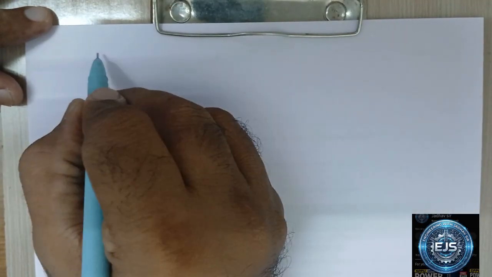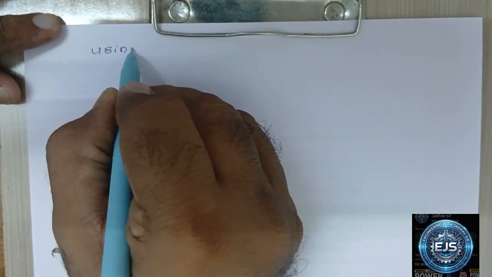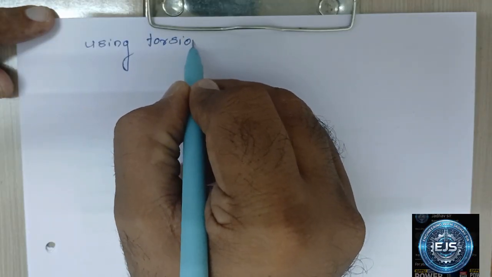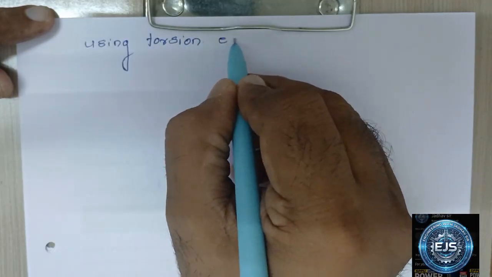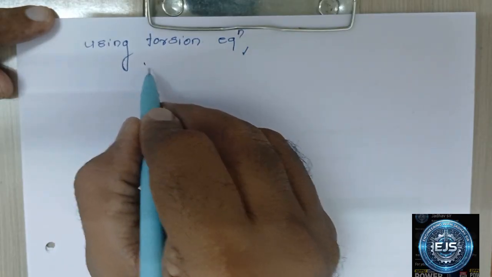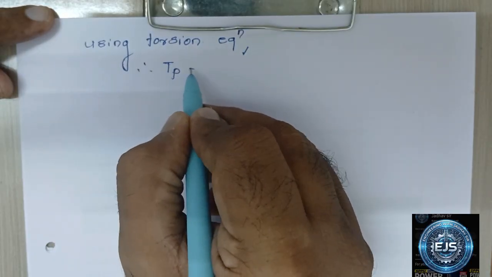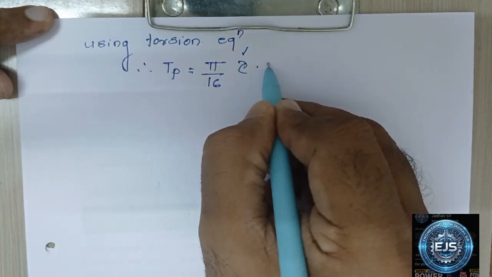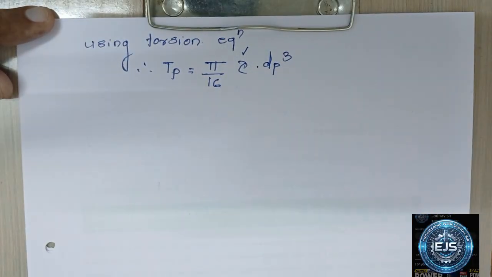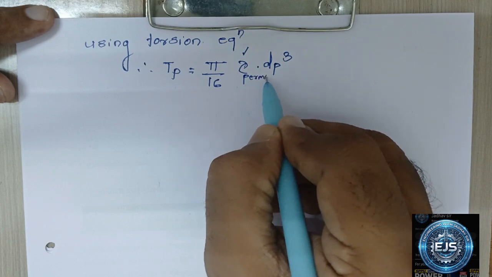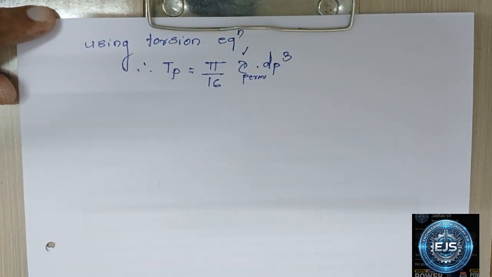Now, using the torsion equation, the torsion of shaft concept, we can find the diameter of the pinion shaft. The torque transmitted by the pinion is given by this formula: pi by 16 into tau into dp cube, where tau is the permissible shear stress and Tp is the torque acting on the pinion shaft.